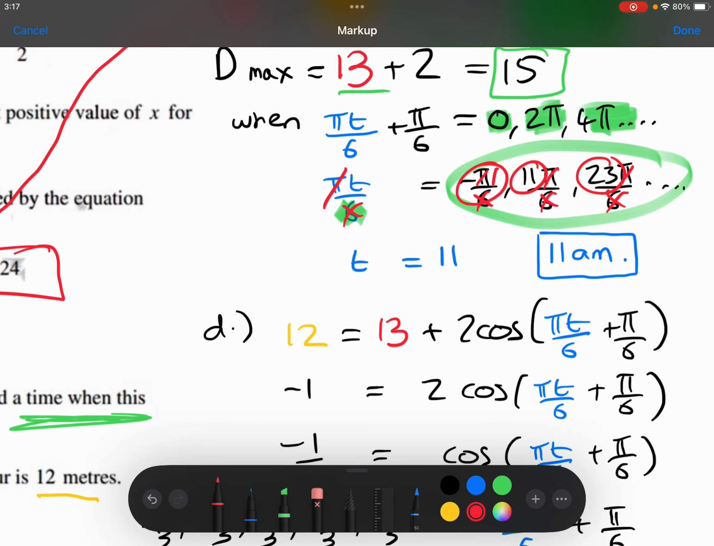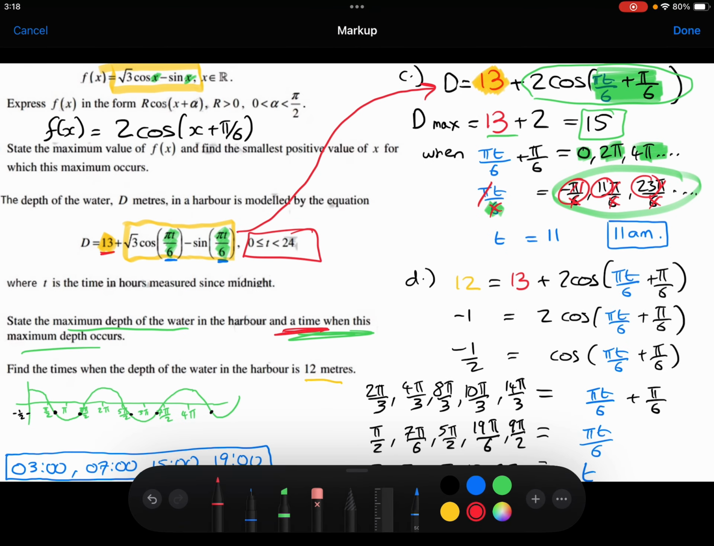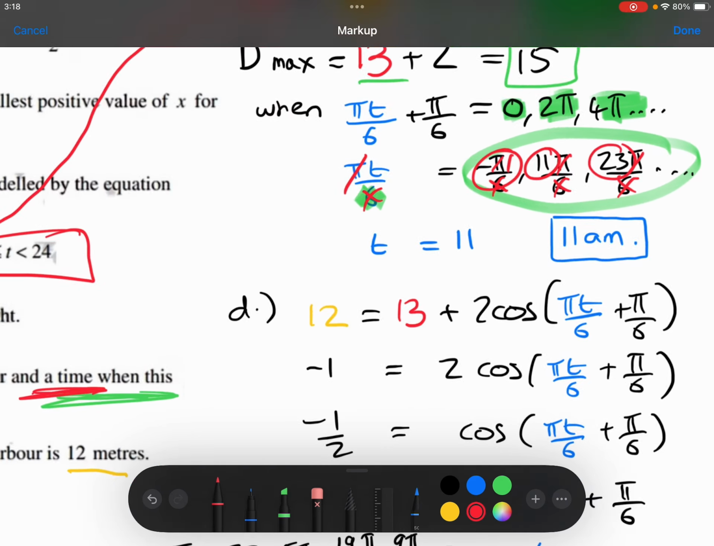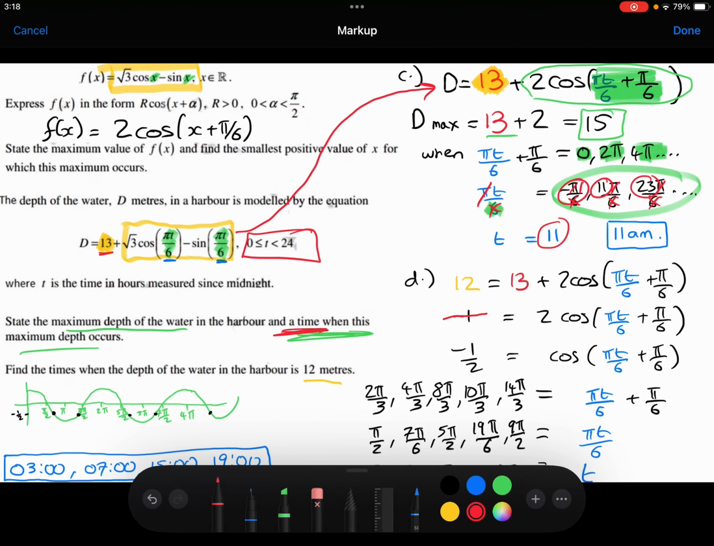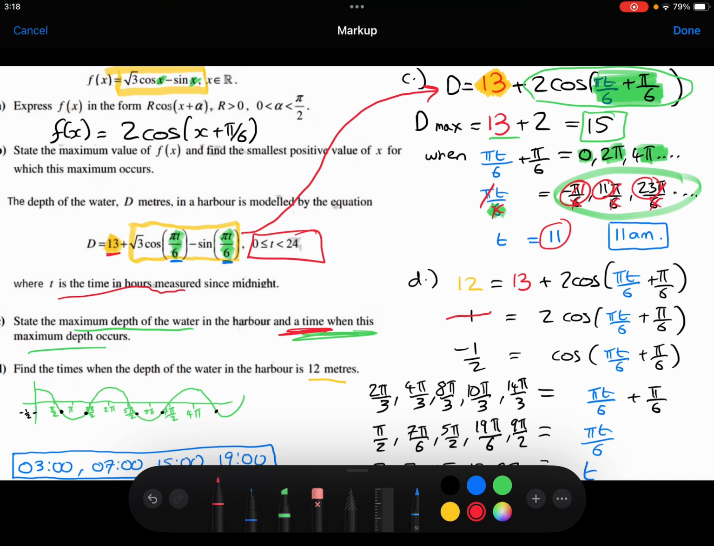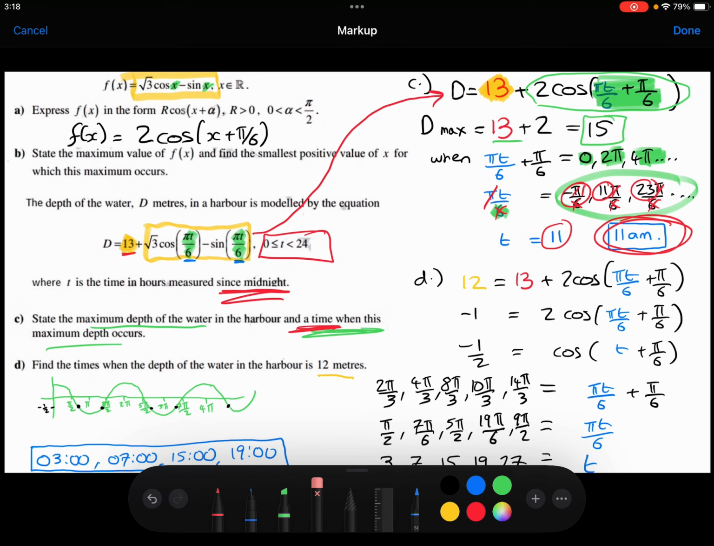I'm going to give the first value. The question does say find a time, so I could give 23 if I wish. But I'm going to give 11 as the first time, so when t is 11, just remember t is the time in hours since midnight. 11 hours after midnight is 11 a.m. in the morning. So that is part C of this question.